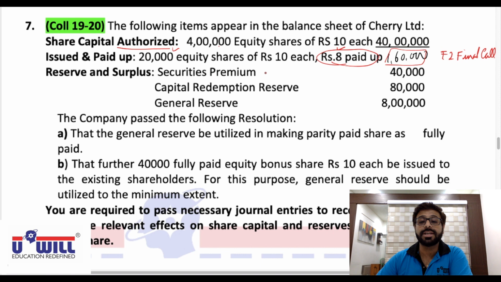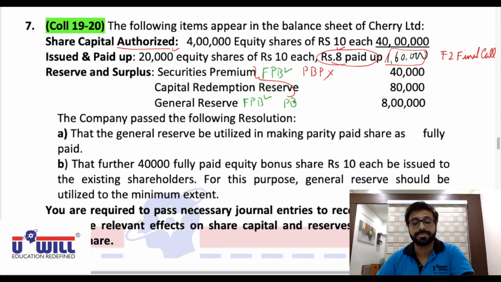Security premium 40,000, it can be used only for fully paid bonus. Capital redemption reserve 80,000, only for fully paid bonus as well. For partly paid bonus it cannot be used. Same way for this too. And general reserve can be used for fully paid bonus as well as partly paid bonus.